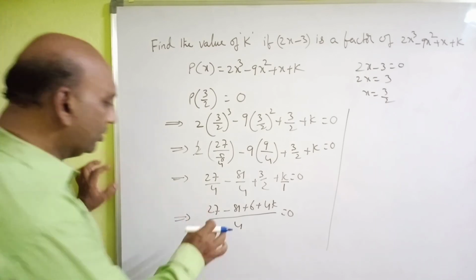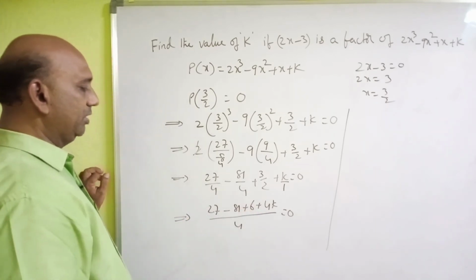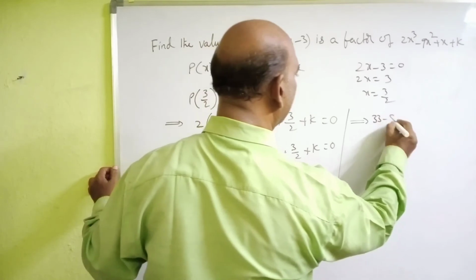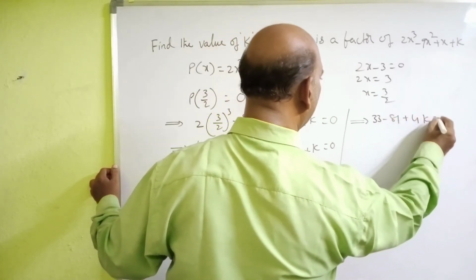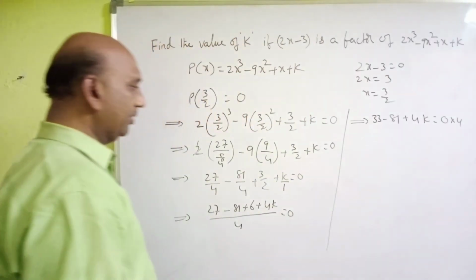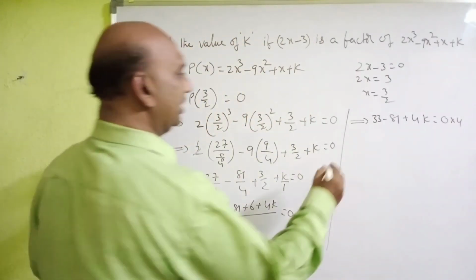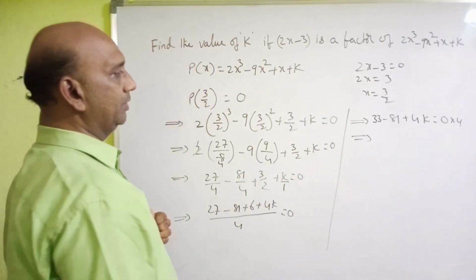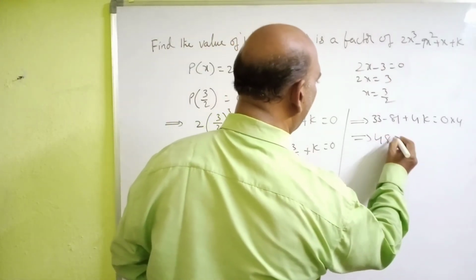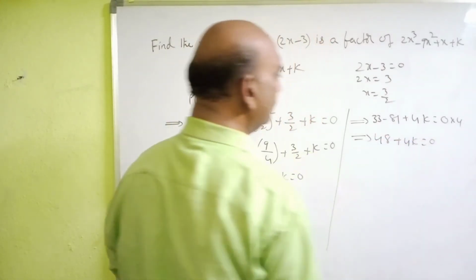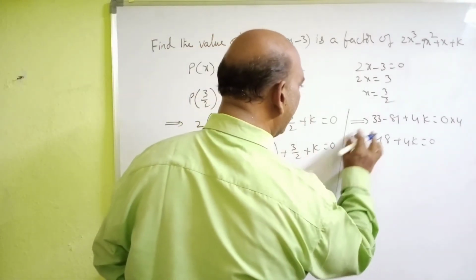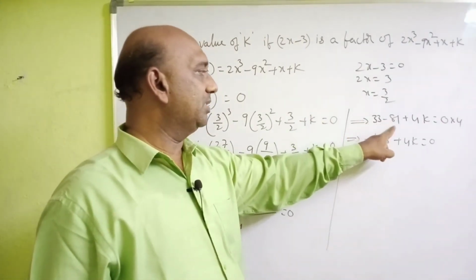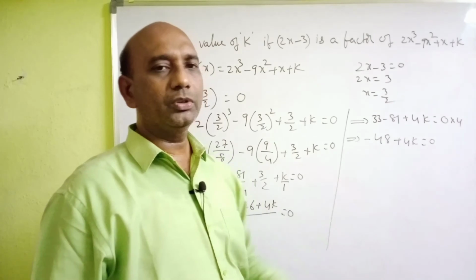First add 27 plus 6, how much? 33. So this implies 33 minus 81 plus 4k equal to 0 into 4 by cross multiplication. That implies 33 minus 81 is minus 48, not 48. 33 minus 81 is minus 48 plus 4k equal to 0.